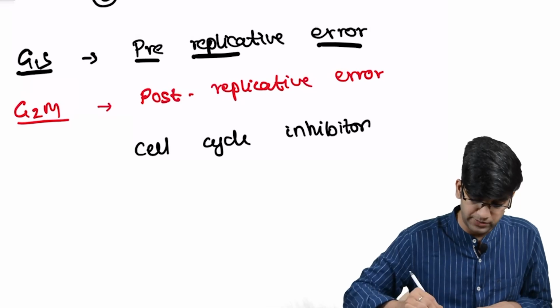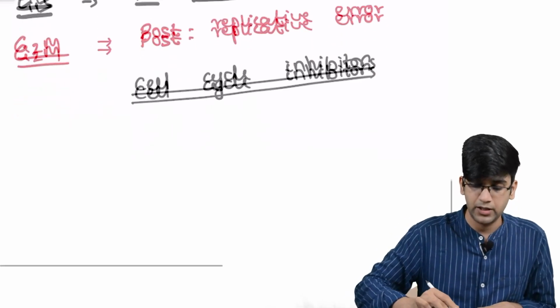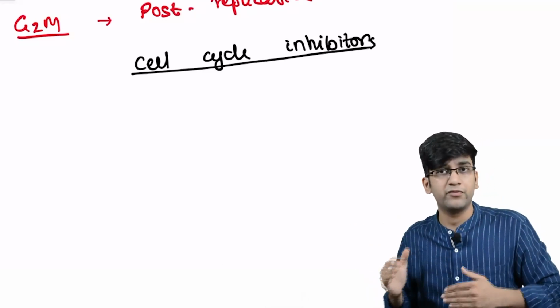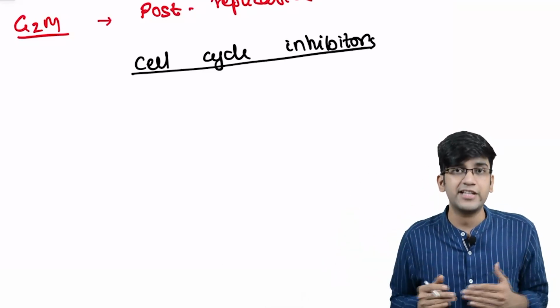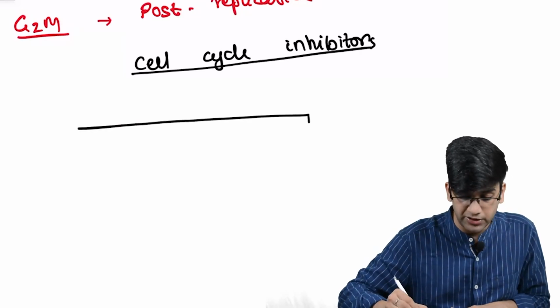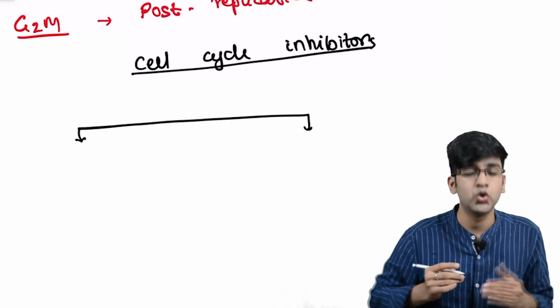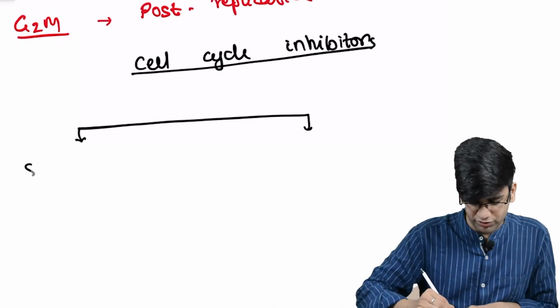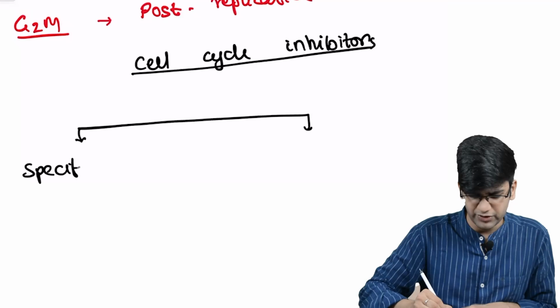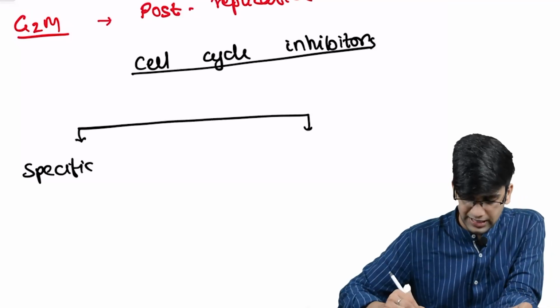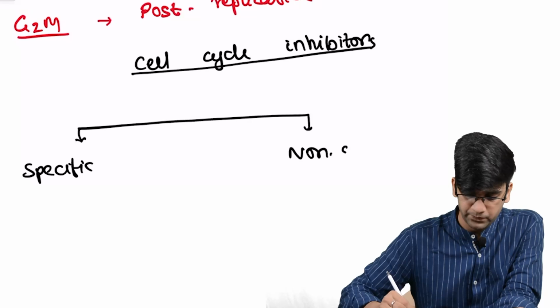These are going to stop the checkpoints, cell cycle inhibitors. We have a boss of all of them. We'll read them later on. So this cell cycle inhibitor, for our ease of understanding, we are going to divide into two groups. As usual, we have something called specific, which is going to target a few cyclins alone. The other one is going to be non-specific.